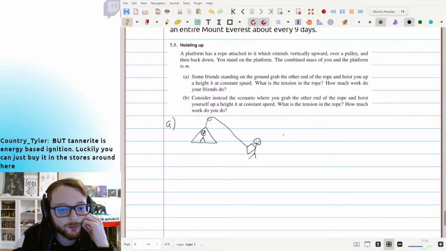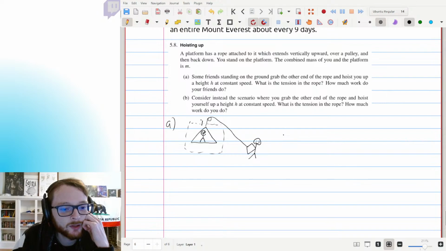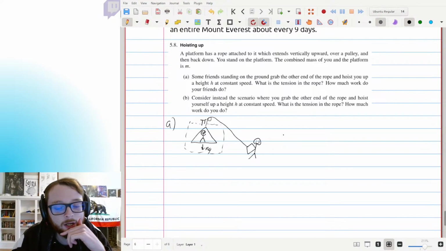I think for the tension in the rope, we can just consider this part as our system. We have one tension coming up, and then we have gravity coming down, mg. And I'm going at a constant speed.